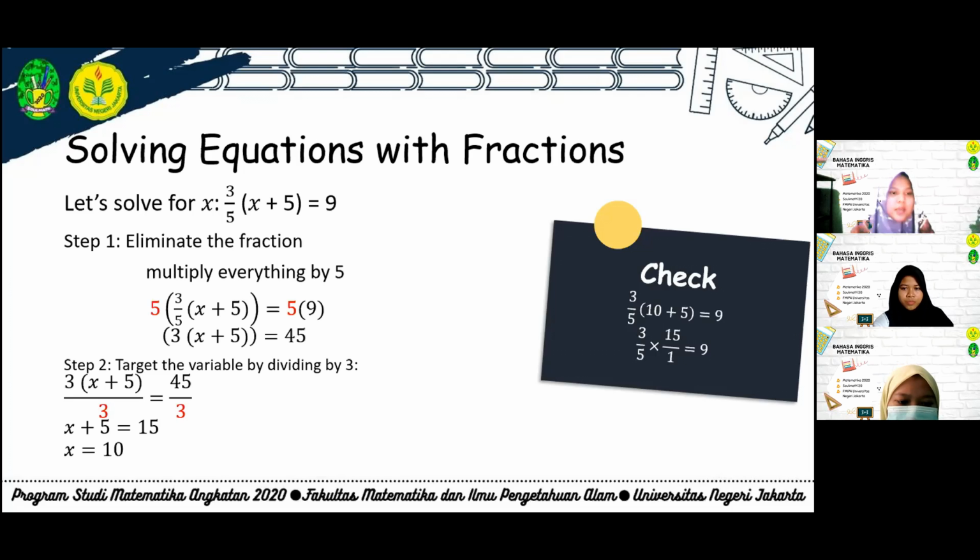Then x equals 10. We check again. So 3/5 is multiplied by 10 plus 5 equals 9. So 3/5 is multiplied by 15 equals 9. That's correct.